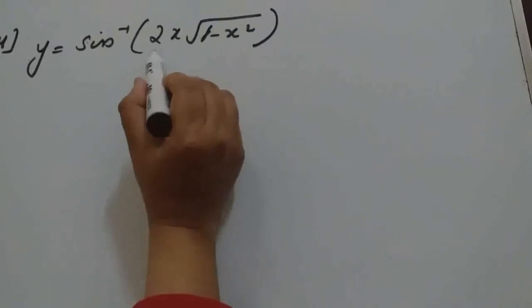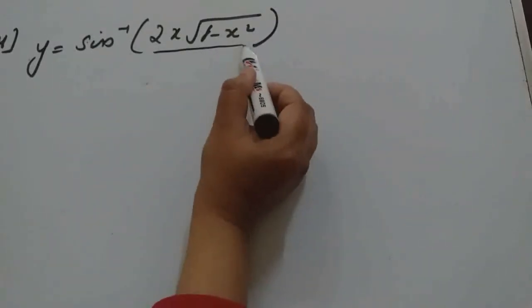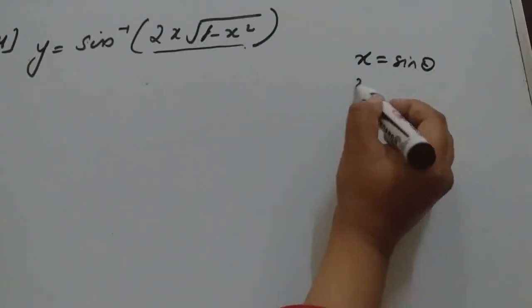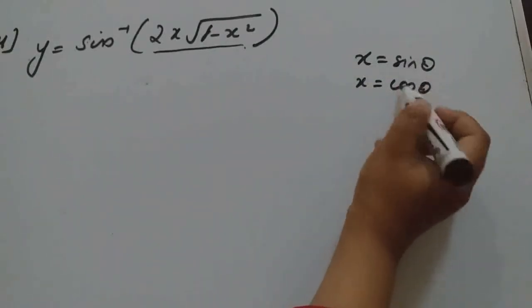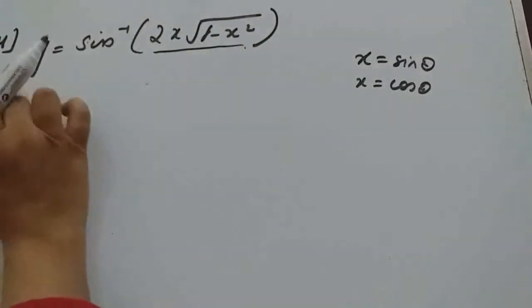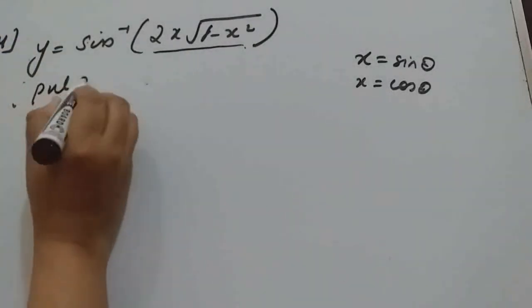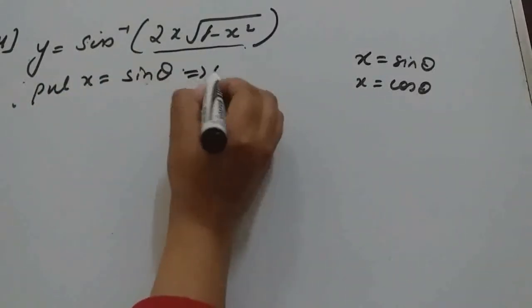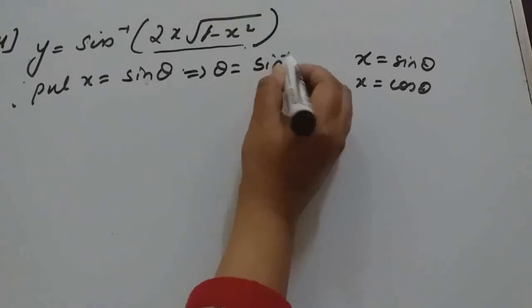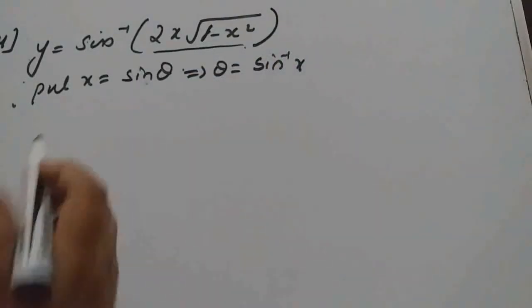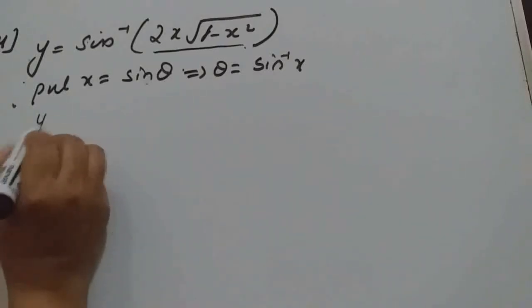Observe the expression in the bracket. For this type of expression, we can substitute x as sine theta or x as cos theta. Any one substitution we can do. So suppose x equals to sine theta. If we substitute, theta will be sine inverse x. Okay. So what will happen?